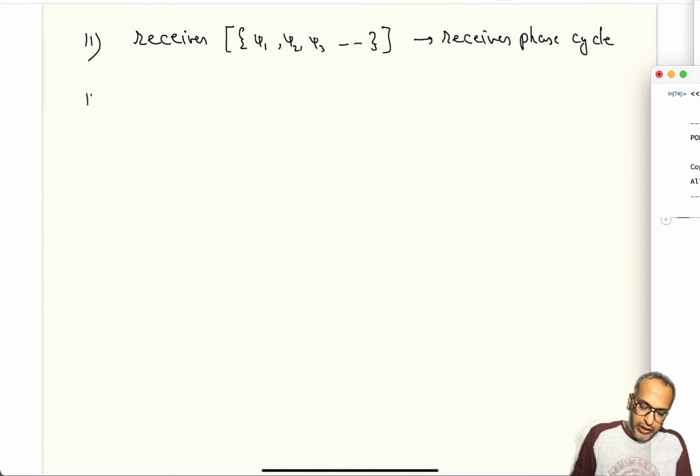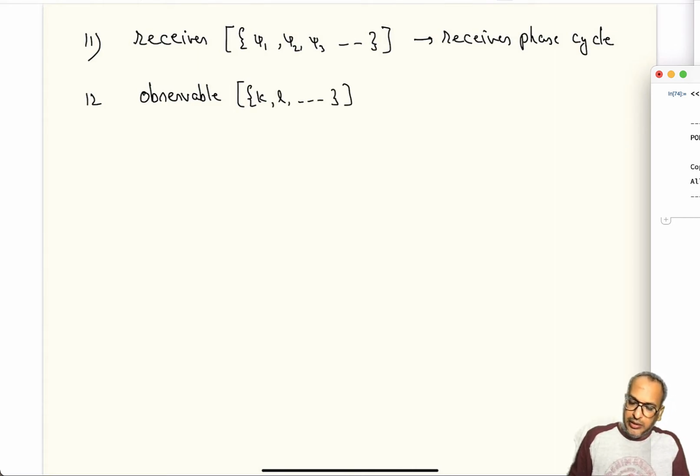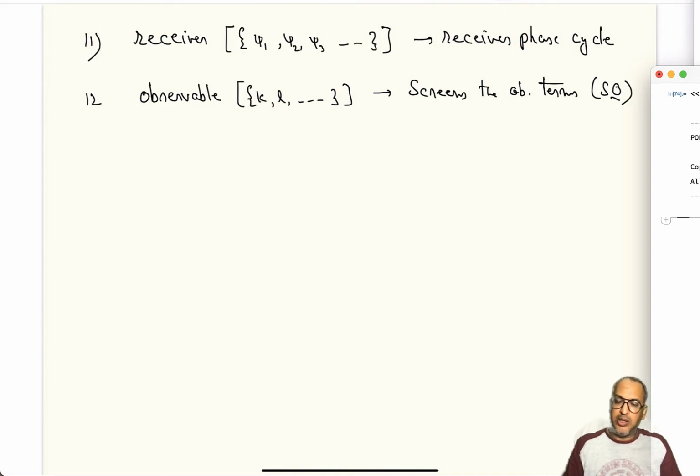Okay. Finally, you have observable. So you specify on what spins you want to put this command, and basically it screens the observable terms which are single quantum, right? So it will discard anything which is multiple quantum or Z magnetization. It will discard those operators, and it will just keep the single quantum terms.